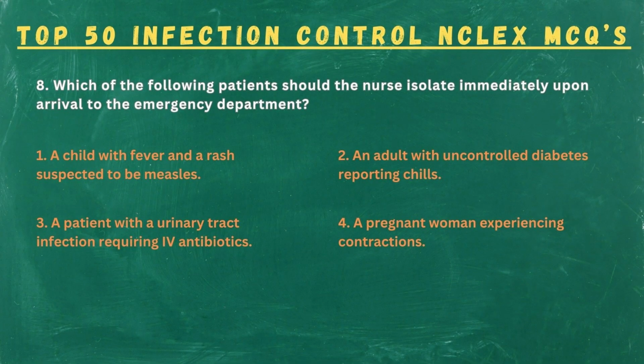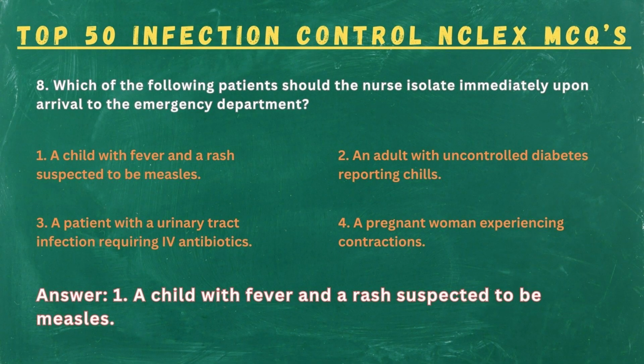8. Which of the following patients should the nurse isolate immediately upon arrival to the emergency department? 1. A child with fever and a rash suspected to be measles. 2. An adult with uncontrolled diabetes reporting chills. 3. A patient with a urinary tract infection requiring IV antibiotics. 4. A pregnant woman experiencing contractions. Answer: 1. A child with fever and a rash suspected to be measles.